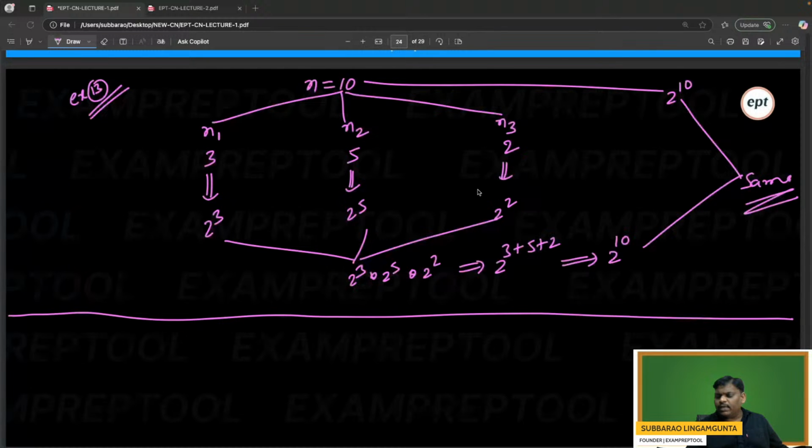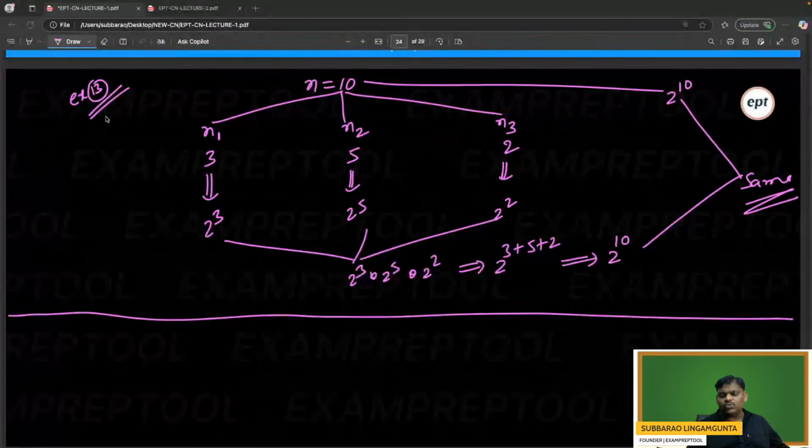13 problems. They're very small problems. I hope you got it. If you don't get it also, no problem. You can revise one time.